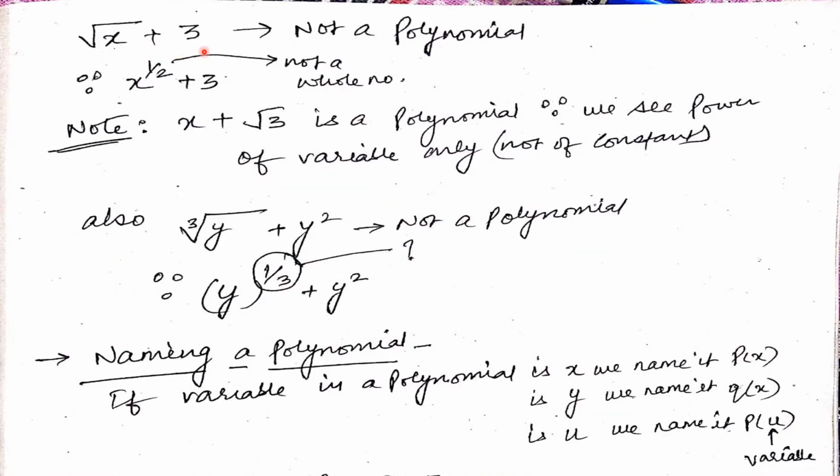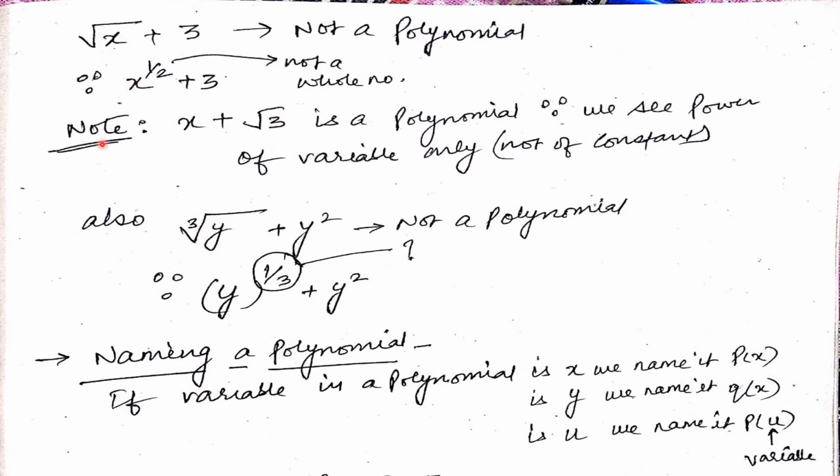Root x plus 3. In this case, it is also not a polynomial. Let's see why. This x power is 1 by 2, because it's under root. When removed, it becomes power 1 by 2. Is 1 by 2 a whole number? No. Whole numbers start from 0, 1, 2, 3. There is no fraction in whole numbers. So we can say this example is also not a polynomial.